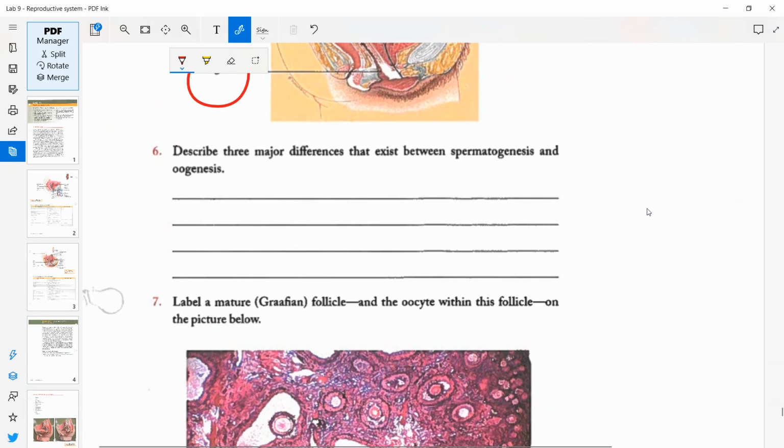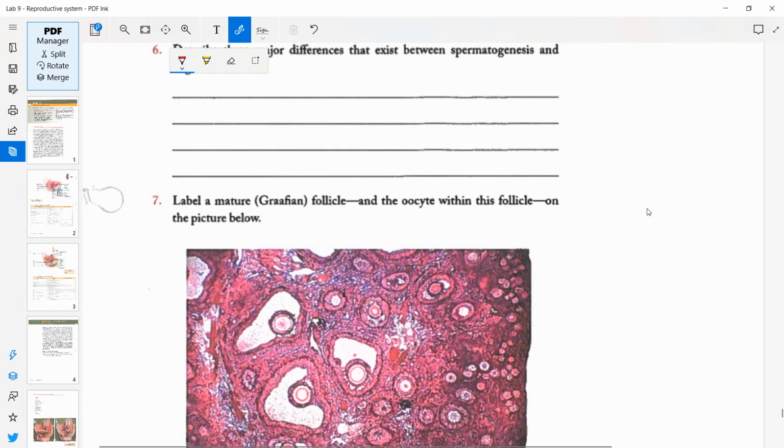The major differences that exist between spermatogenesis and oogenesis. Spermatogenesis occurs much faster and in much larger numbers. One spermatogonium produces 4 sperm cells, while oogonium produces only 1 secondary oocyte. And finally, the hormonal regulation is different. Spermatogenesis is regulated by testosterone, oogenesis is regulated by estrogen.